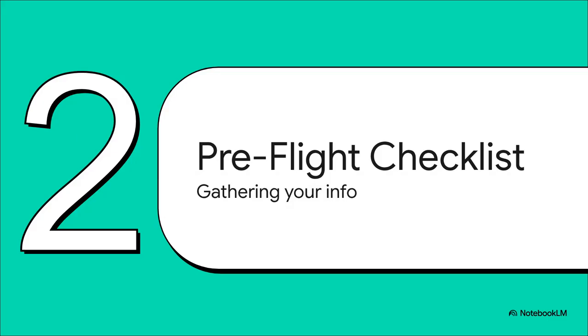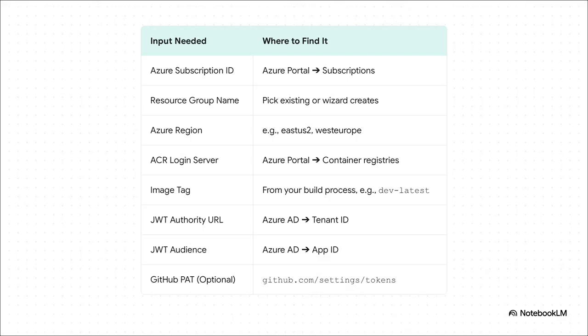All right, now that we know our assistant, let's talk about what we need to get started. Think of it like a quick pre-flight checklist to make sure everything goes smoothly. Okay, this might look like a lot, but I promise it's really straightforward. First up, the Azure subscription ID. That just tells the wizard which of your accounts to use.